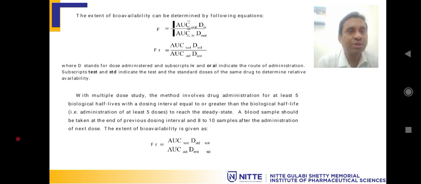of the drug concentration. The blood samples should be taken at the end of the previous dosing interval and 8 to 10 samples after the administration of the next dose. The bioavailability is given as FR equals AUC of test by dose of standard over AUC of standard by dose of test.